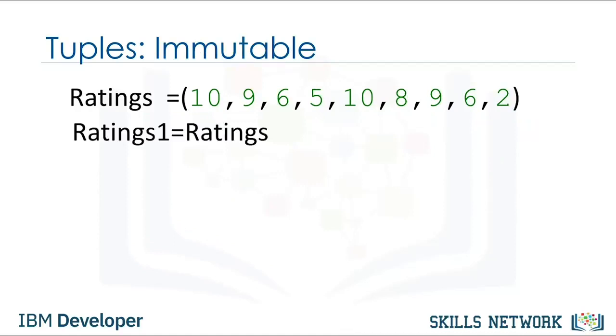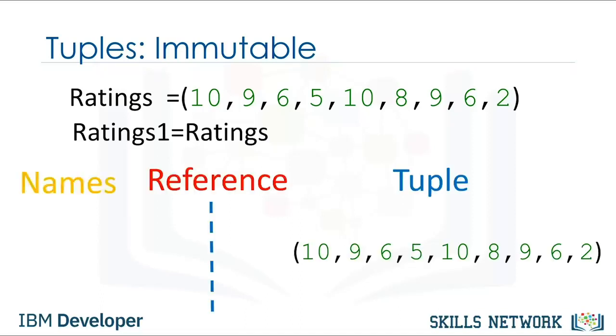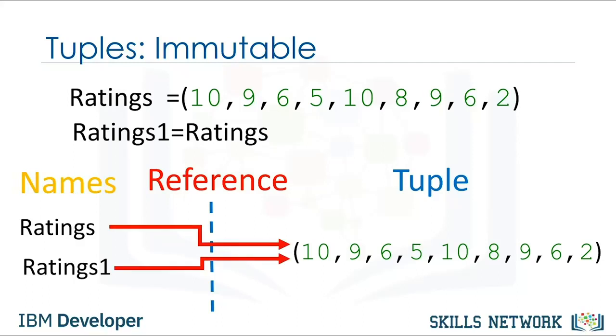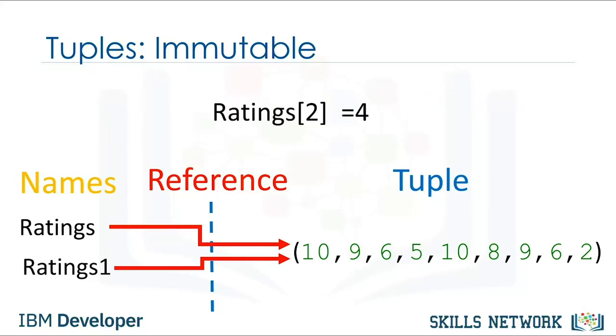To see why this is important, let's see what happens when we set the variable ratings1 to ratings. Let's use the image to provide a simplified explanation of what's going on. Each variable does not contain a tuple, but references the same immutable tuple object. See the Objects and Classes module for more about objects.